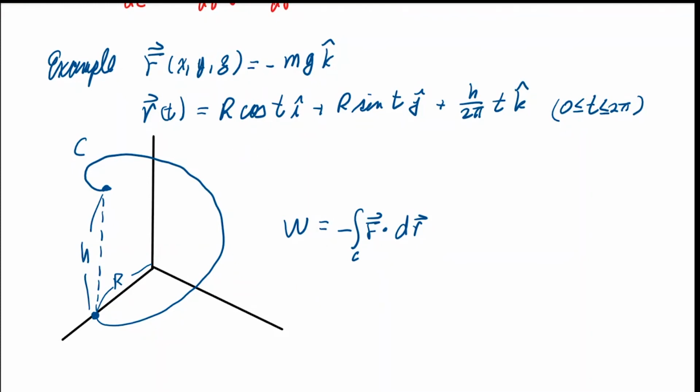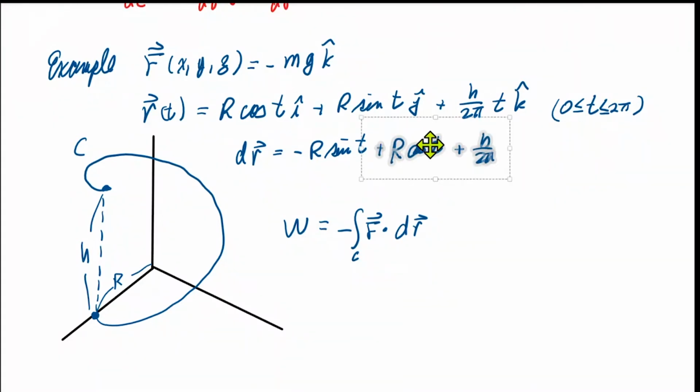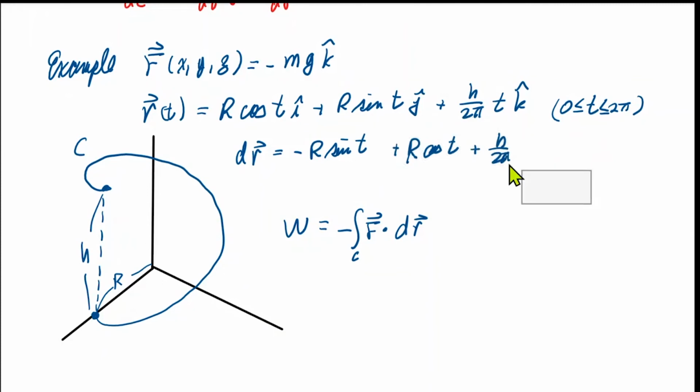So dr here is equal to negative r sine t plus r cosine t. Oh, by the way, physics people, what do you want this potential energy to be? Plus h over 2 pi constant. Did I forget all these i, j's and k's? Yes, I did. See, this is what happens if I try to solve something and talk at the same time. But physics people, what is your potential energy at height h?